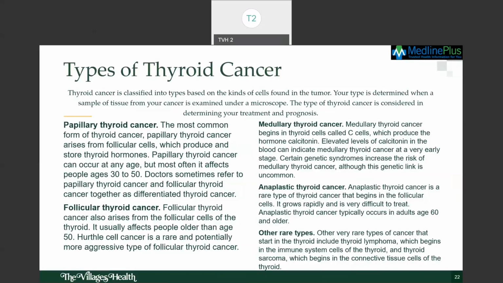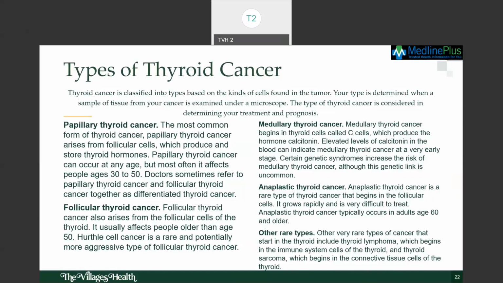So right below that, follicular thyroid cancer also arises from the follicular cells of the thyroid. It usually affects people over the age of 50. And then Hürthle cell cancer is a rare and more aggressive type of follicular thyroid cancer. But again, remember these different cancers that we're talking about here, they would need to do a biopsy of the tumor to determine exactly what type it is.